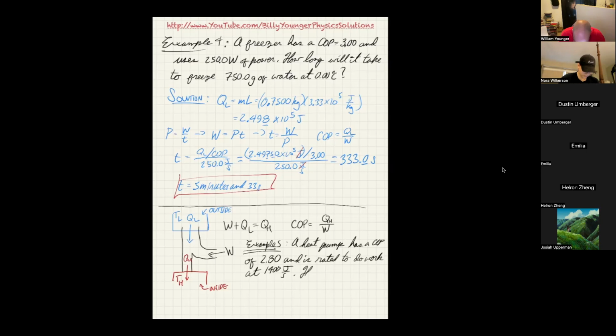So how much heat can be added per second? Okay. So this solution should be pretty straightforward. We know that the coefficient of performance is QH over W. And what we're asked for basically is QH. That's why we show you those diagrams so you can figure out what is the work, what is the QH, what is the QL. So QH is going to be equal to the coefficient of performance times the work.